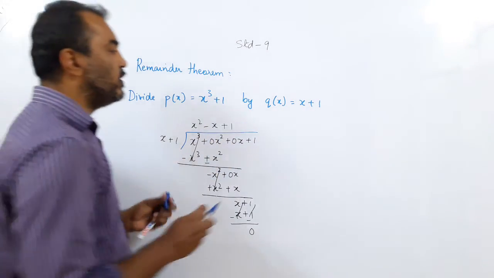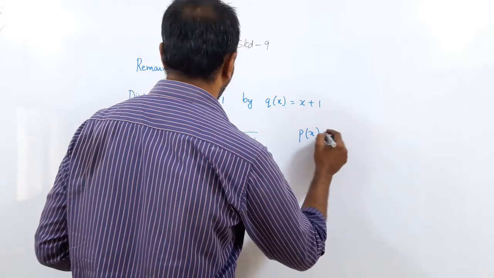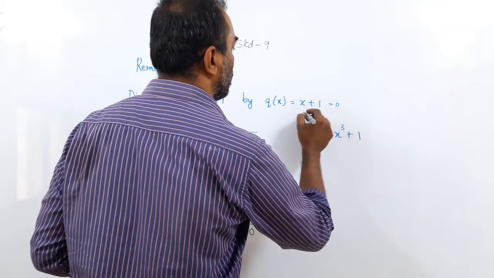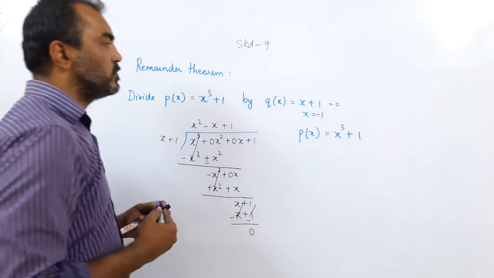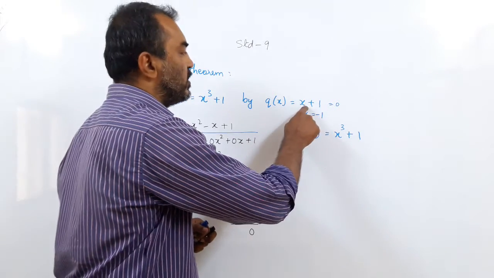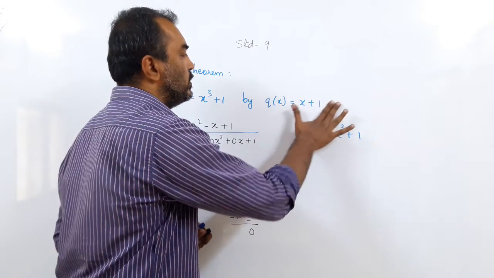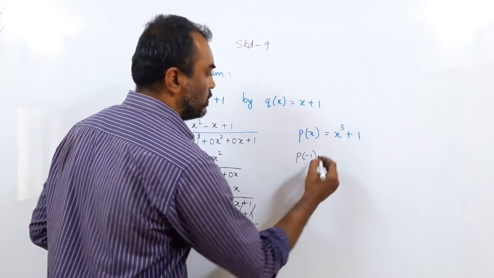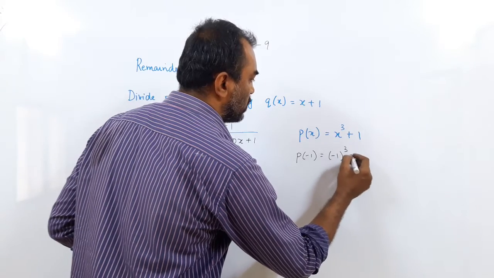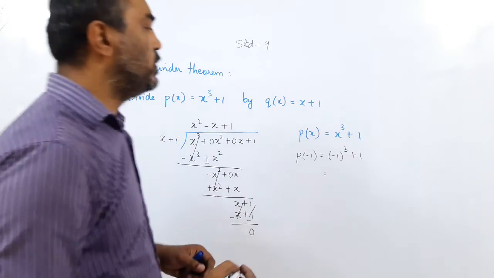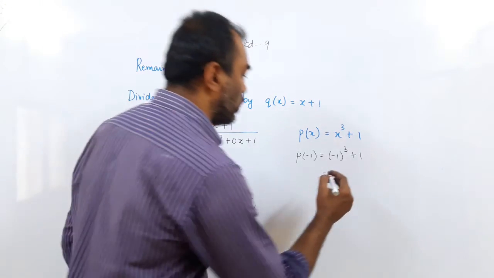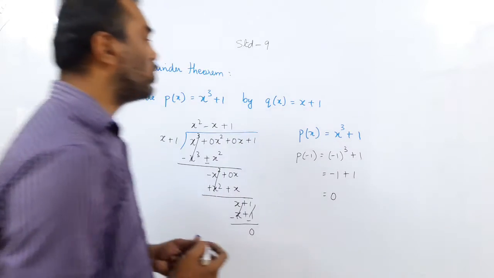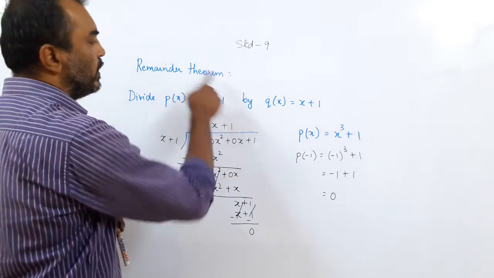Now what is the shortcut method we know? p of x equal to x cube plus 1. So if x plus 1 is 0, it means x equal to minus 1. If you want to find whether x plus 1 is a factor, then x equal to minus 1. So what you directly have to do is find p of minus 1. So minus 1 raised to 3 plus 1. What is minus 1 cube? Minus 1 into minus 1 into minus 1 is minus 1, and plus 1 gives us 0. So we directly found out the remainder by which method? Called the remainder theorem method.